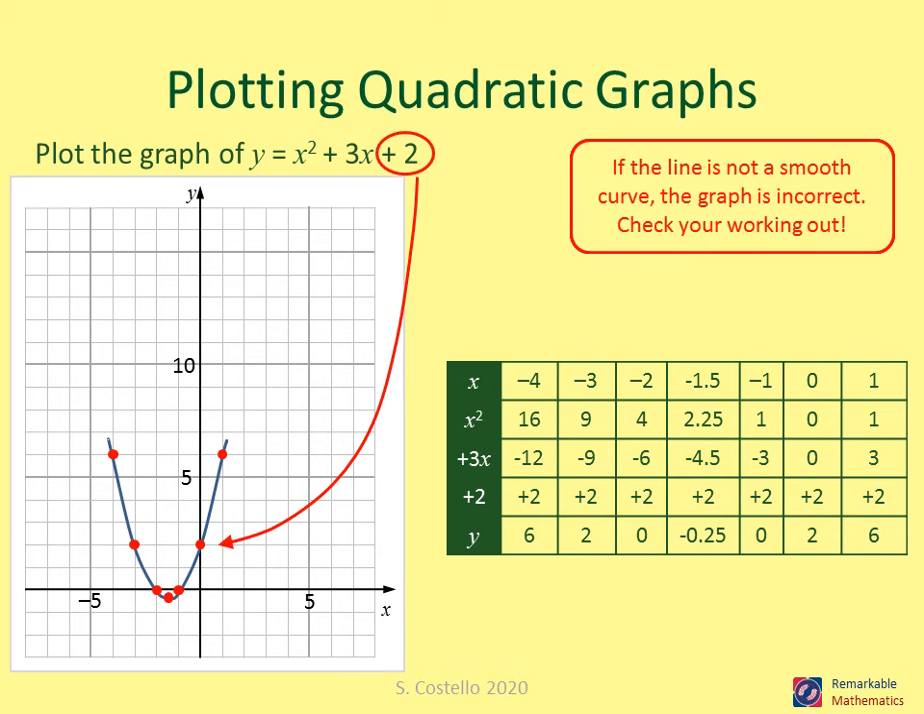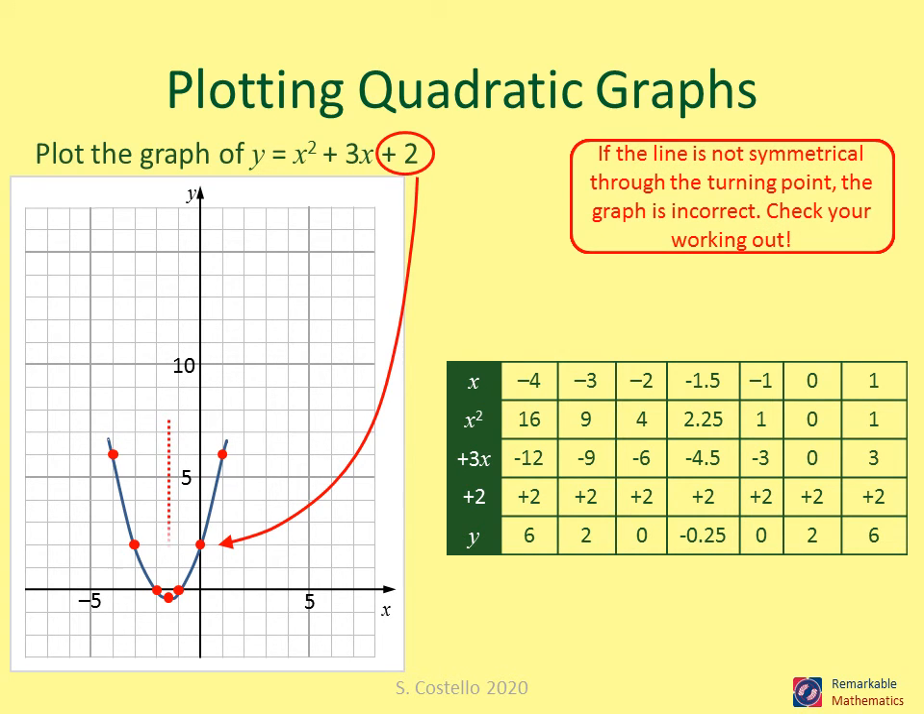If the line is not a smooth curve, the graph is incorrect. So you have to check your working out again. And if the line is not symmetrical through the turning point, and this is what I was on about, where you can see the pattern in there, this graph is symmetrical. So around the turning point, if the x values are evenly spaced, so will the y ones, they'll match.